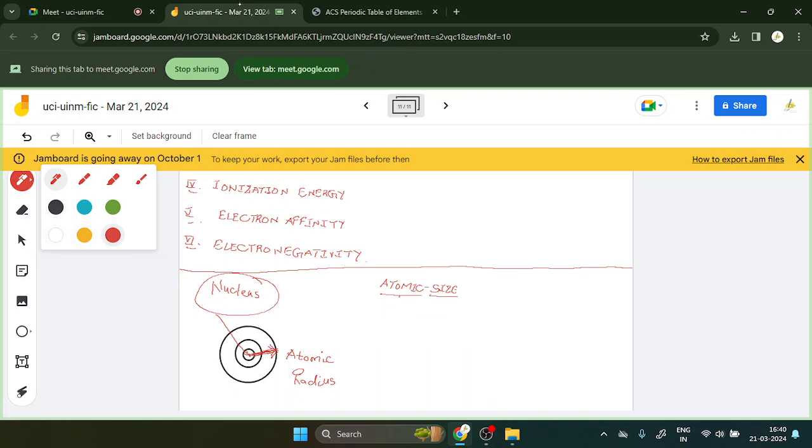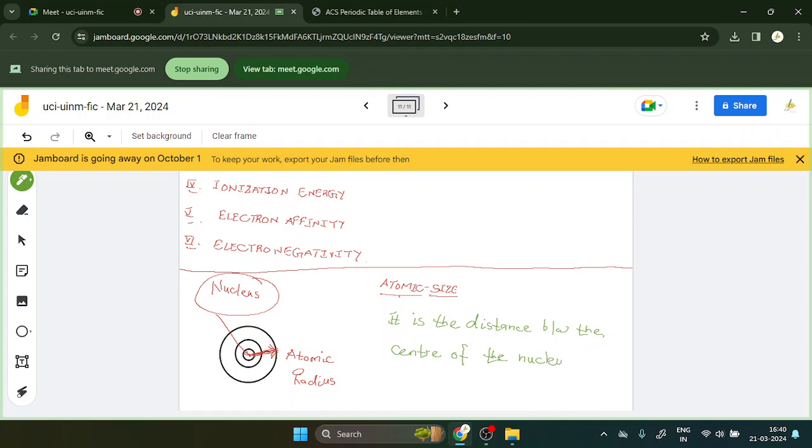Okay, so I can write a definition. What is atomic radius? If someone asks you what is atomic radius, just tell them it is the distance between the center of the nucleus of an atom and its outermost shell. Clear? What I'm trying to say?